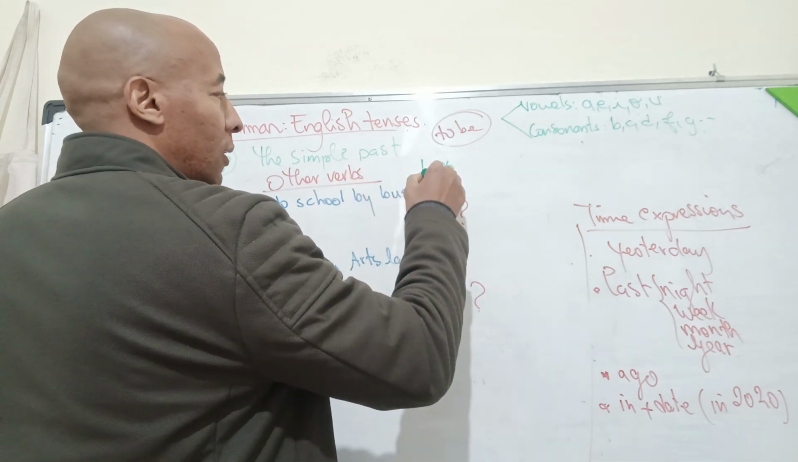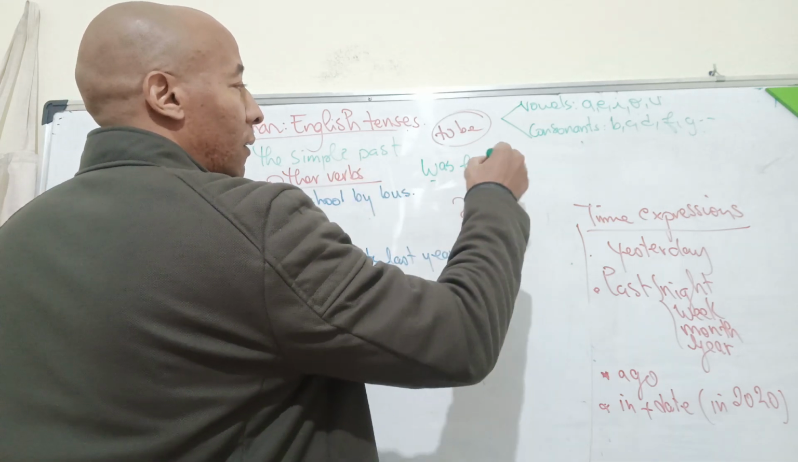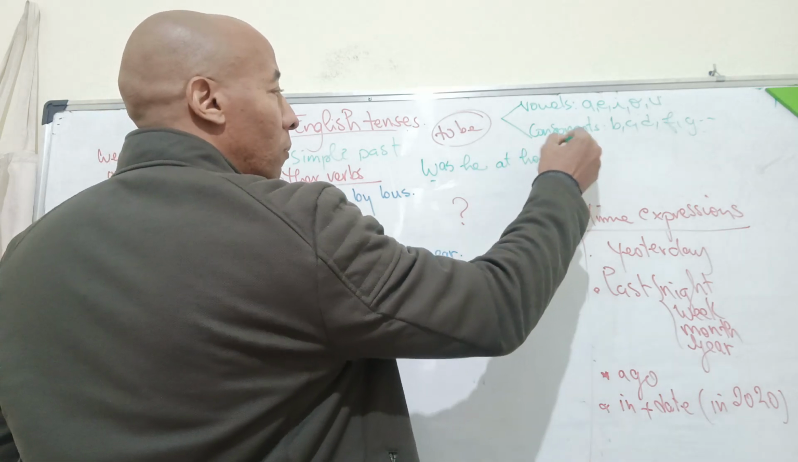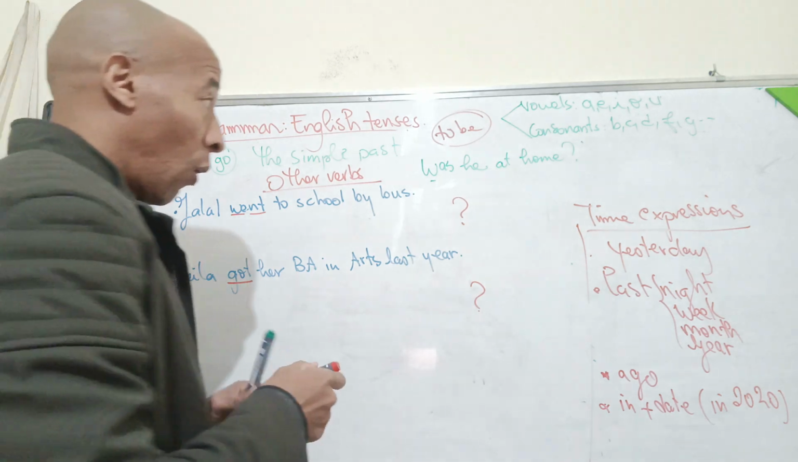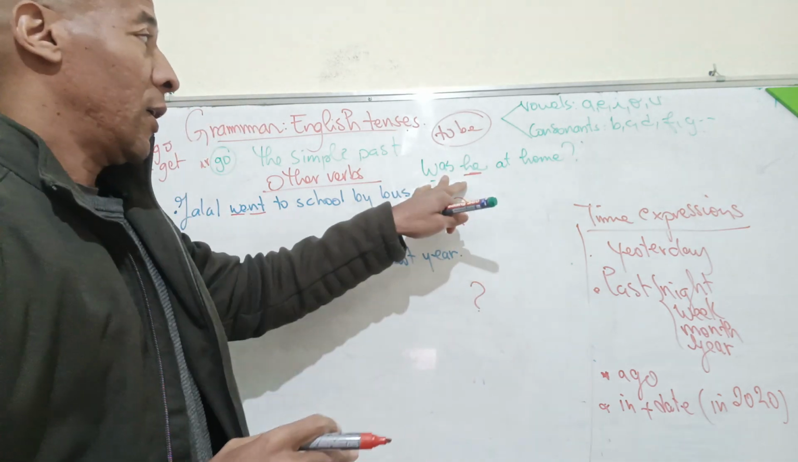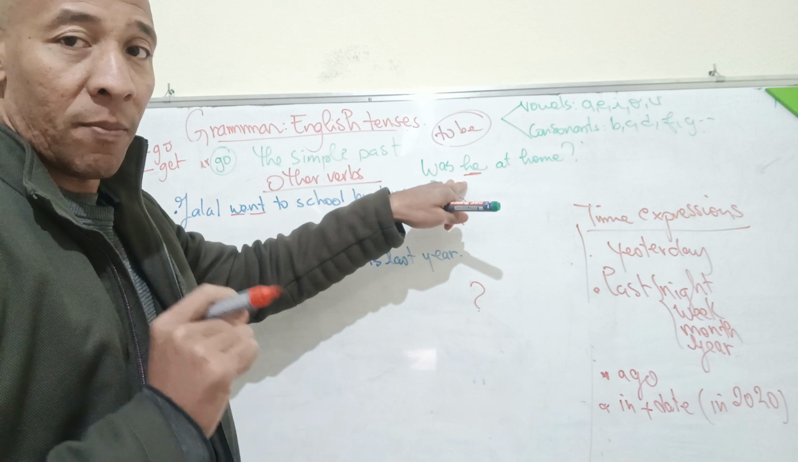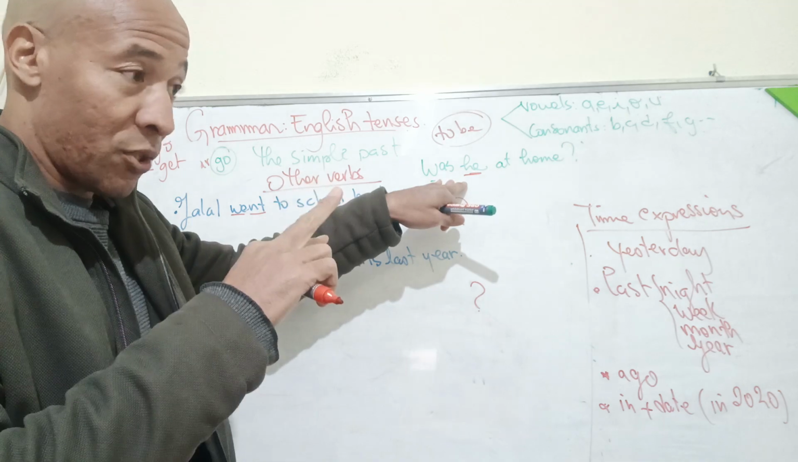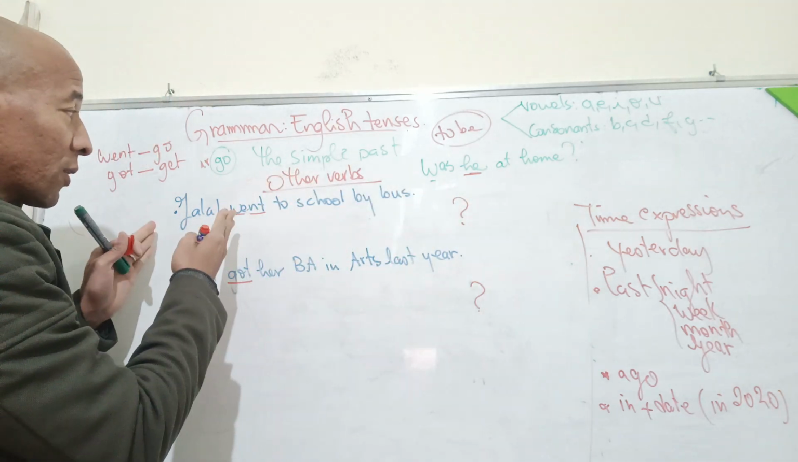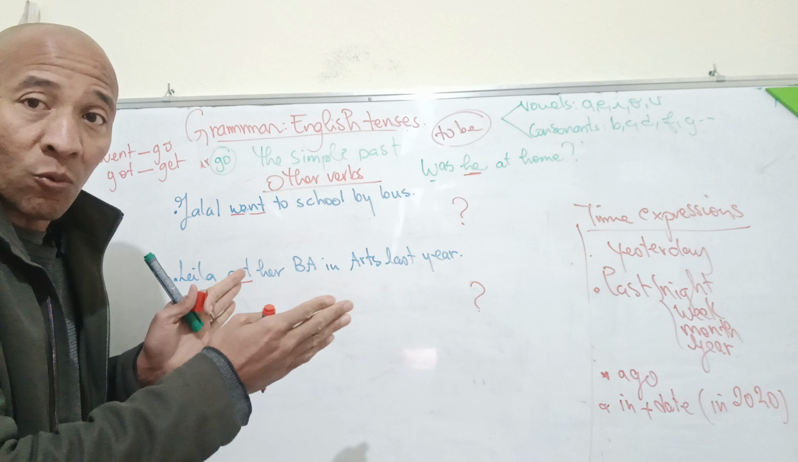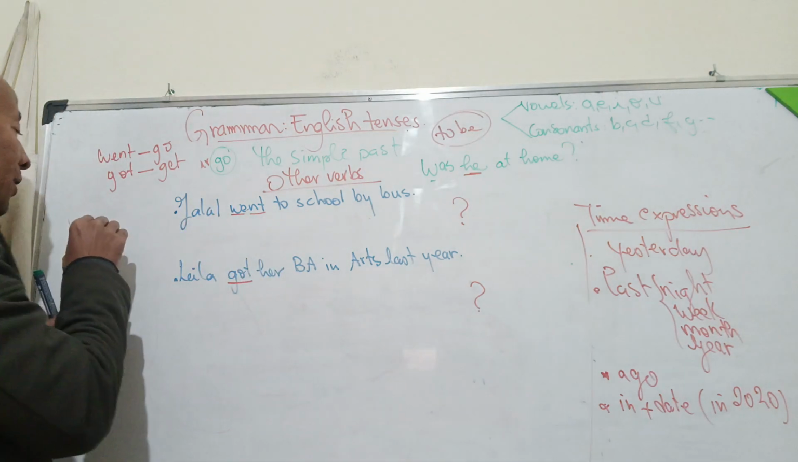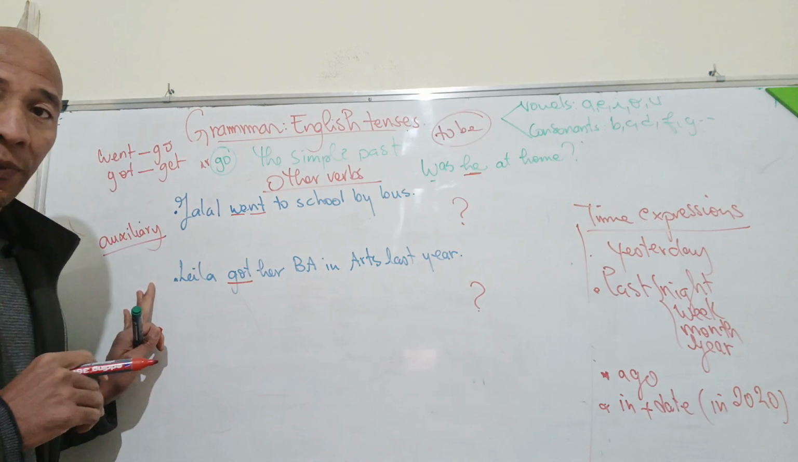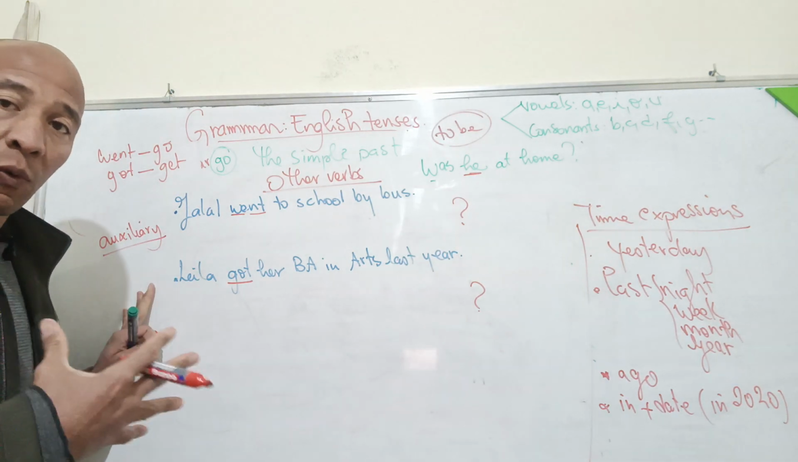Was he at home? Okay, was he at home? Now, with the verb to be, we invert the subject. But with other verbs, we never invert the subject. We need to use an auxiliary, okay? To assist the verb to perform its action.